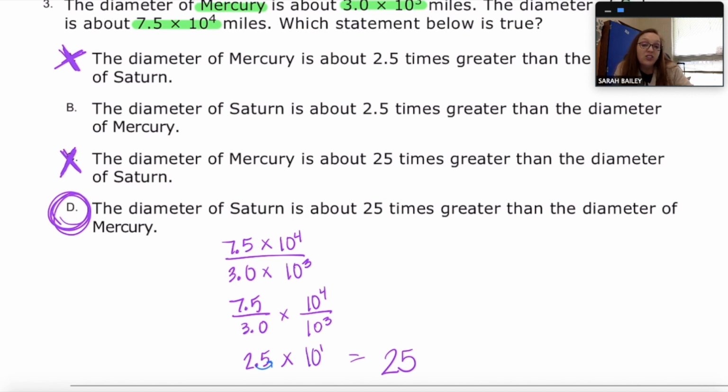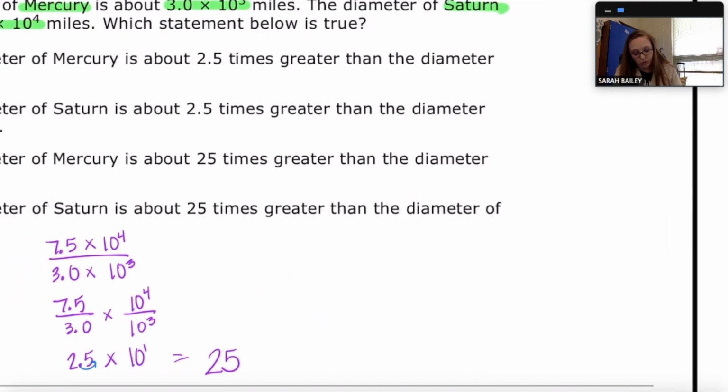Notice if you didn't change your number to standard form and just looked at the number part of the number in scientific notation, you would have picked B. So be careful. Okay, let's go to the next page.